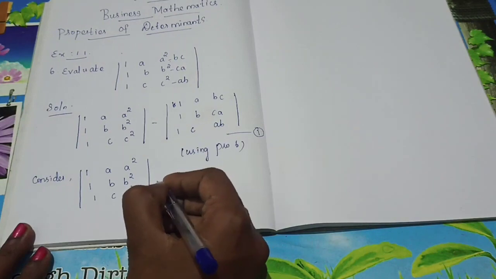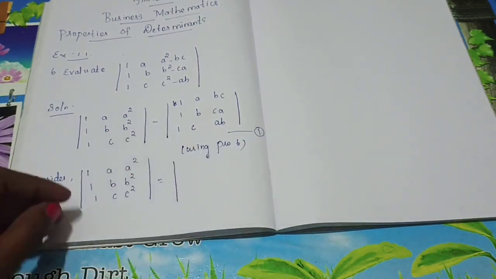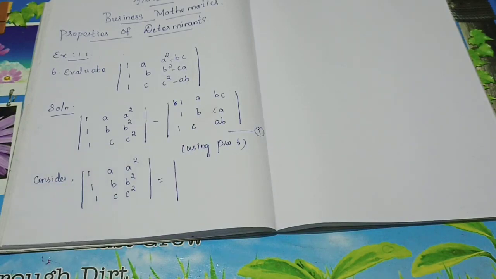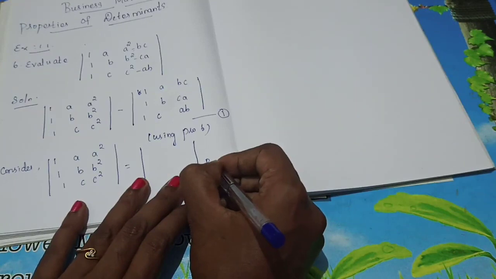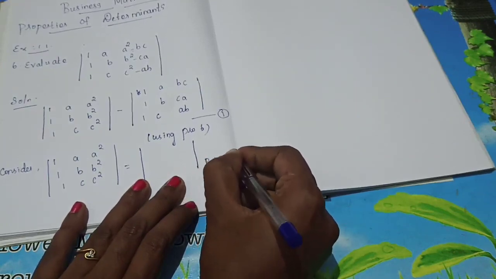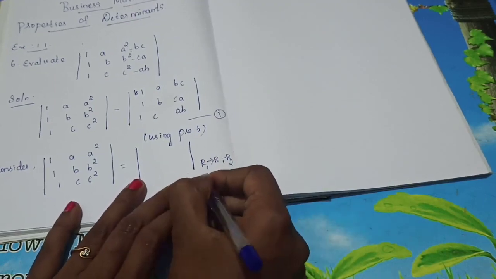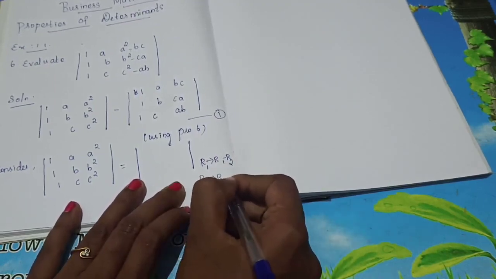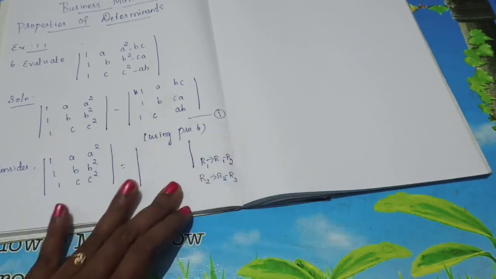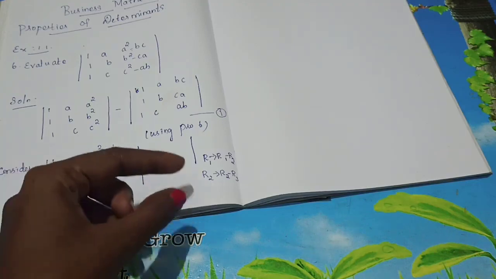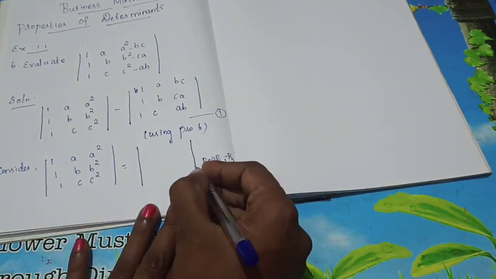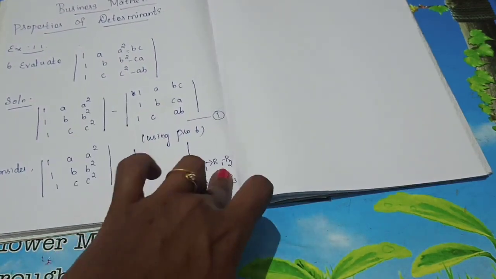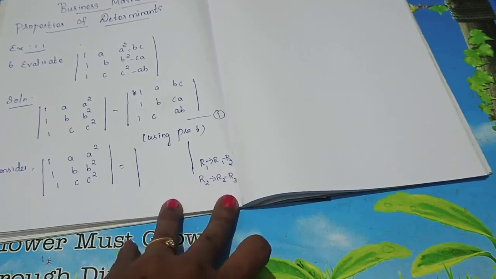What I am going to do is, I need to take something common outside, then only it will be very easy for me. So for that, I am going to change row R1 as R1 minus R2, and the same way R2 as R2 minus R3. If I change like this, then only I can take some terms common outside. Then it will be easy for me. So I am going to change R1 as R1 minus R2 and R2 as R2 minus R3.